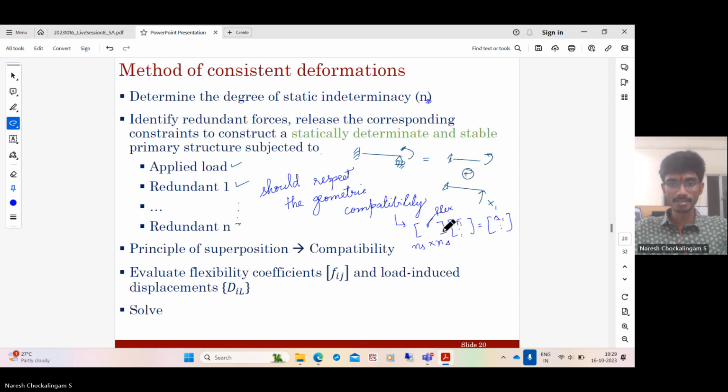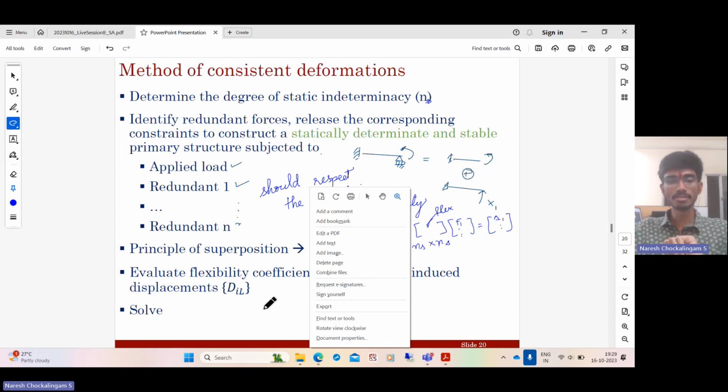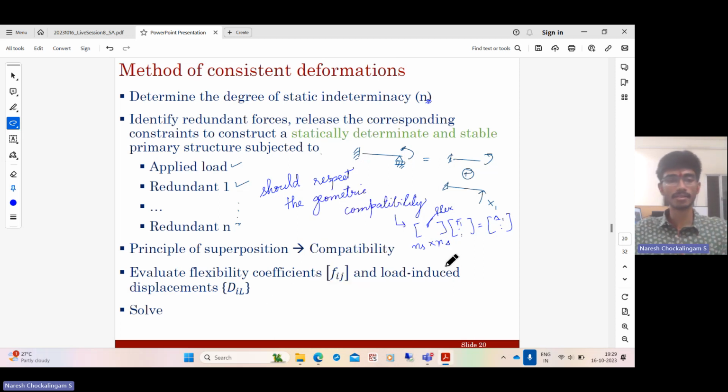Not only that, this requires establishing equilibrium. The primary structure and redundant structures all have to be individually in equilibrium. Only then can we compute the displacements due to the applied forces and the redundant forces. So evaluating the flexibility coefficients involves solving the equilibrium equations for every structure, and that cannot be computerized easily. Therefore, this method is not typically used in the analysis of real life structures. In very large scale structures, the degree of static indeterminacy is very high. Therefore, this method is cumbersome.